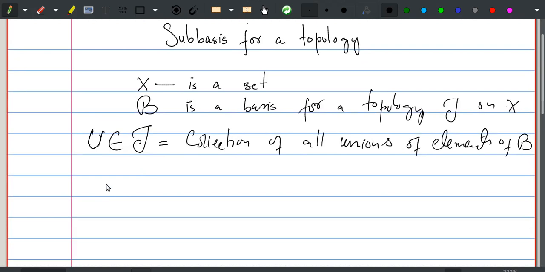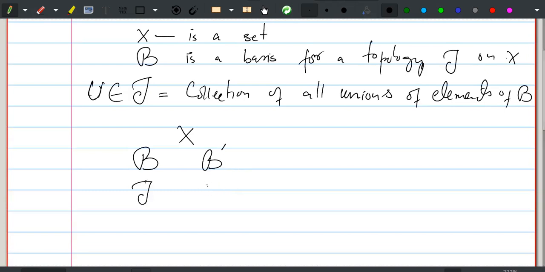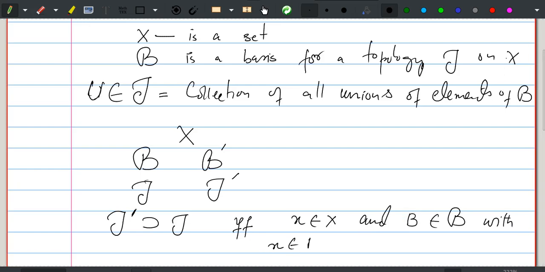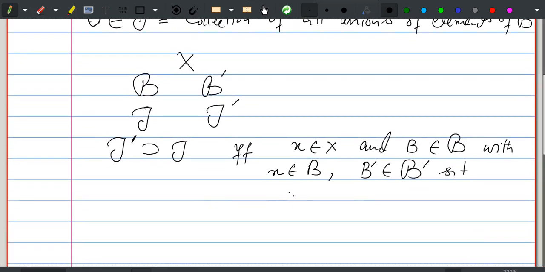So this was the first result, and the second result was that if we have a set X and two bases, B and B prime, where B generates a topology T and B prime generates a topology T prime, then we proved that T prime is finer than T if and only if for any element x in X and a basis element B in B with x in B, we can find a basis element B prime in B prime such that x is contained in B prime and B prime is contained in B.